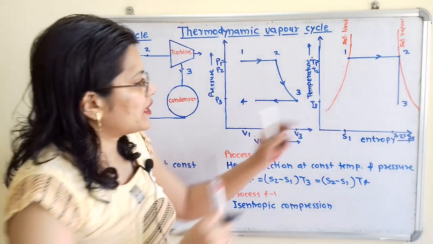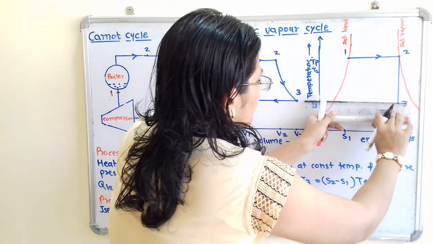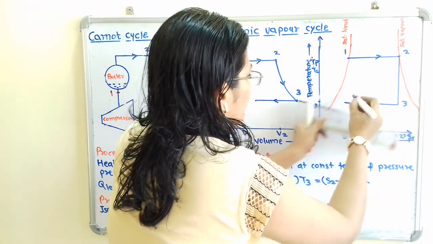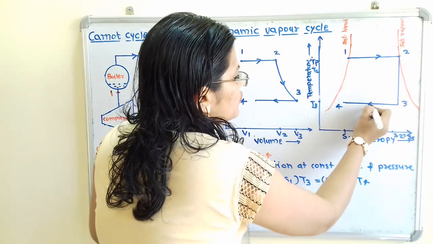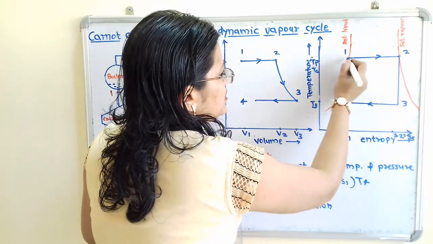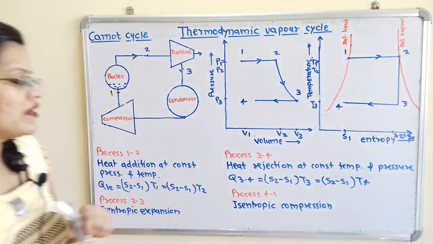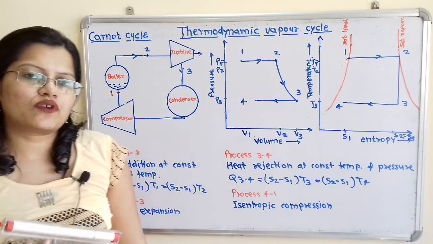So we will show here the length as constant, that is same, similar length should be same. Then here we have to keep the constant temperature, and we have to show here the point 4. So here also we will keep the same length, that is length 1 to 2 is equal to length 3 to 4. Now how to calculate the amount of heat rejected?